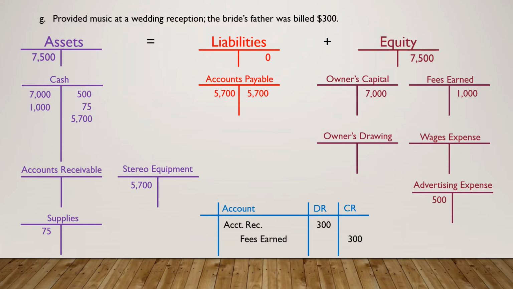The debit to AR goes in the left column of the AR T account, and the credit goes to the right column of the fees earned T account. That debit will increase total assets to $7,800. Likewise, that credit will increase total equity to $7,800 as well.